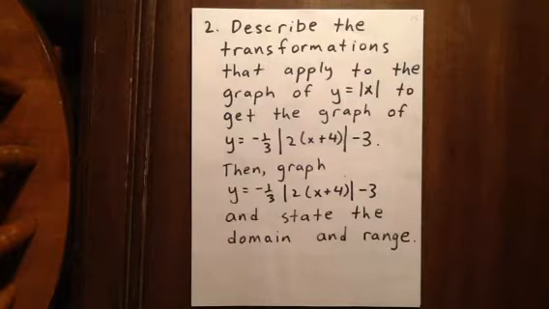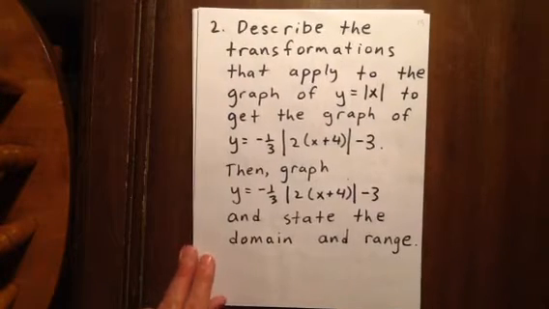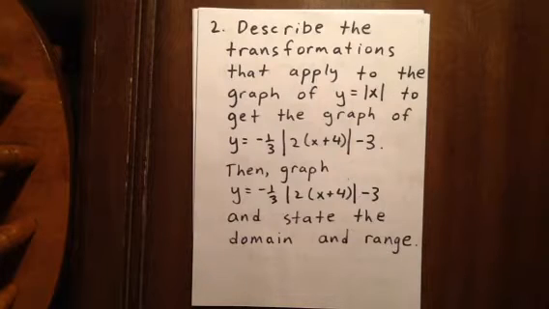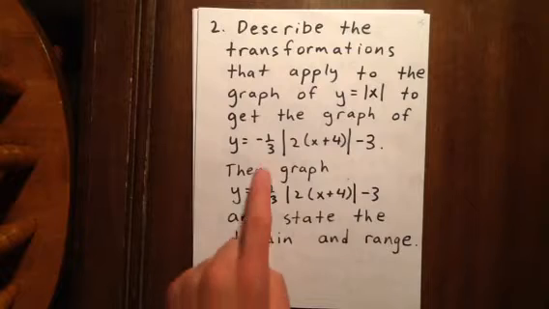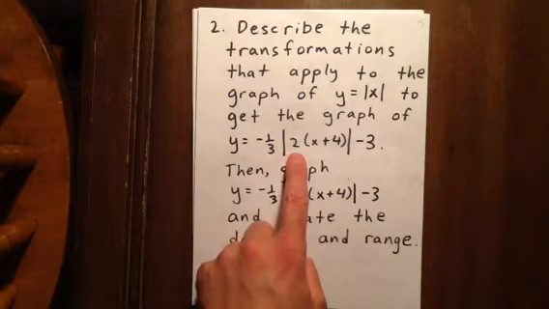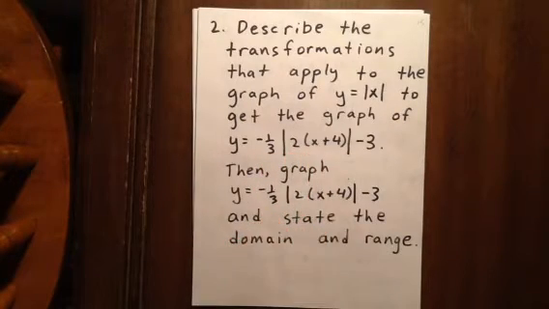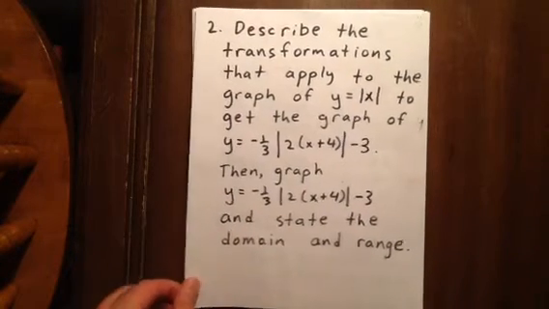This lesson continues by having us describe the transformations that apply to the graph of y equals absolute value of x to get the graph y equals negative 1/3 times the absolute value of 2 bracket x plus 4 bracket minus 3. Then we're going to graph that new function and state the domain and range.